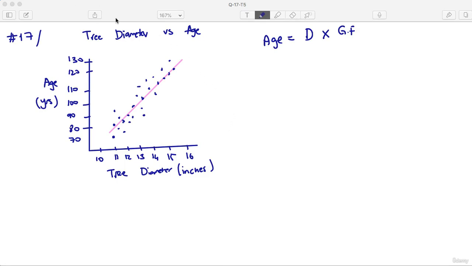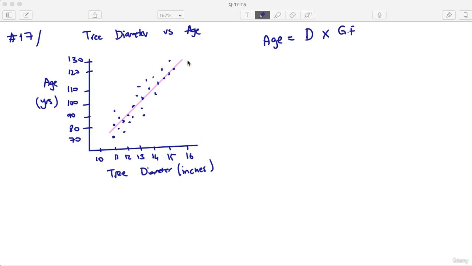In this question, we are given this scatter plot. It shows the age of a tree as a function of its diameter. So age is measured in years, diameter in inches. So this was the setting we were introduced to just in the previous question.